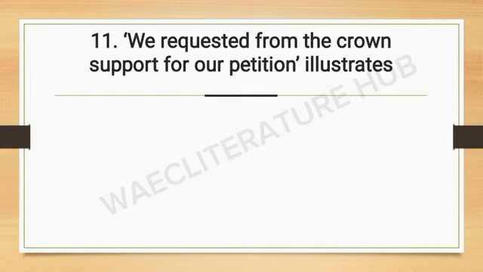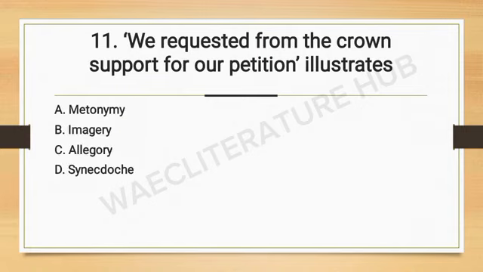epitaph. We requested from the Crown support for our petition illustrates metonymy, imagery, allegory, synecdoche, and of course the answer is metonymy. When you use an object that is related to that particular person to refer to that person, that is metonymy. Of course we know that the only people that wear crowns are royalties. They are kings. Instead of saying that the king asked for your support, you mention the crown, because everybody knows that only kings wear crowns.